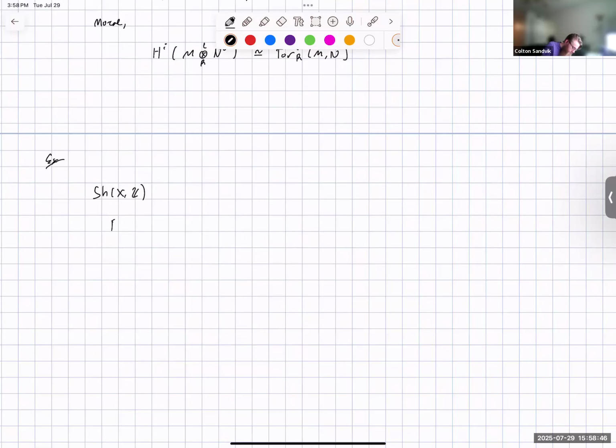So we can define the derived global sections functor in the exact same way, although here I mean, this should be something like the global sections of an injective resolution or something.